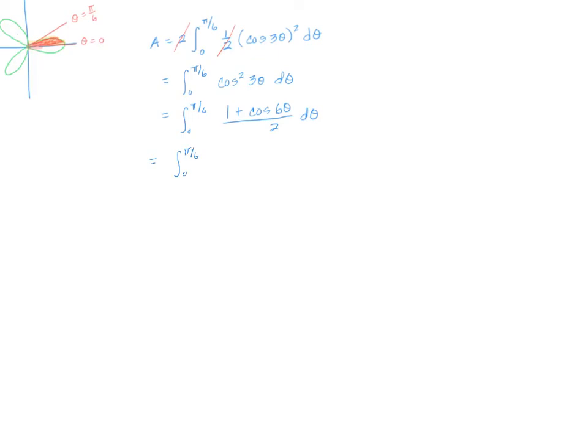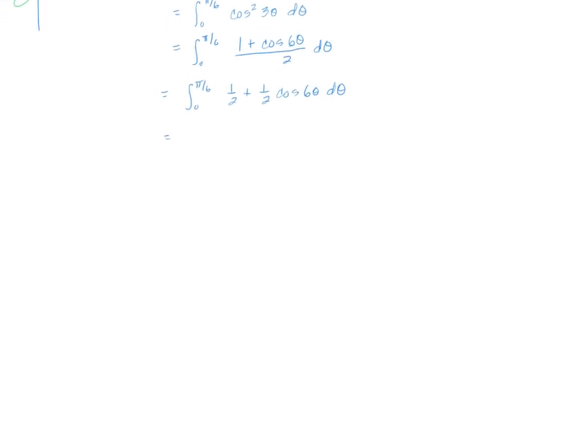In other words, it's going to be 1/2 plus 1/2 cosine of 6 theta d theta. I don't feel like working with all those halves. I think I'm going to, and now you don't have to do this, factor out the 1/2. I don't know if it's going to make things nicer or not, but we'll find out. So factoring that out, I get 1 plus cosine of 6 theta. It looks nicer.